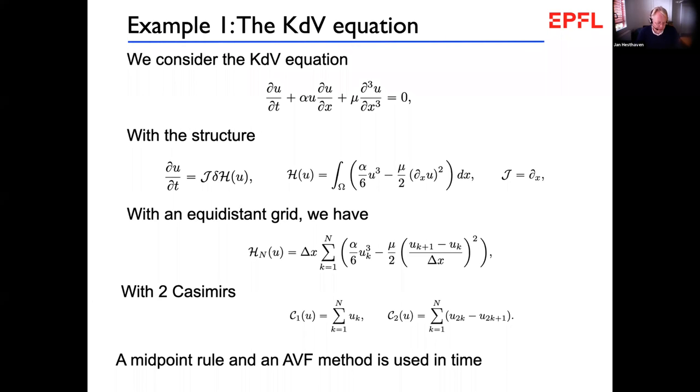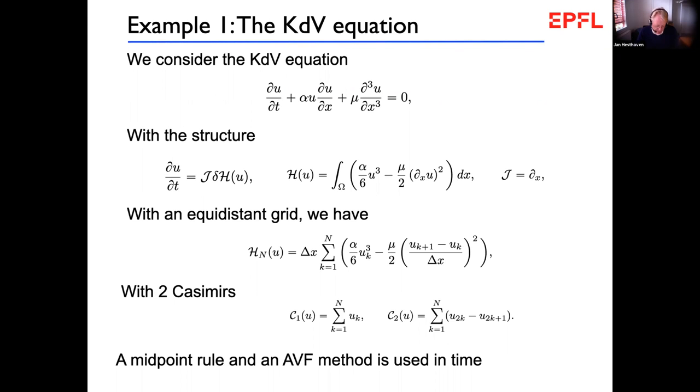So the delta is the functional derivative. So you can recover the KdV through Hamilton's equations like this. But of course, it's degenerate because there's no second equation. It's a scalar equation. So there are invariants. And in this case, in fact, there are two invariants at the discrete level. There's the mass, and then there's the C2.